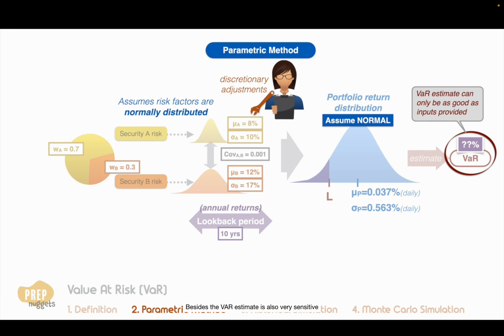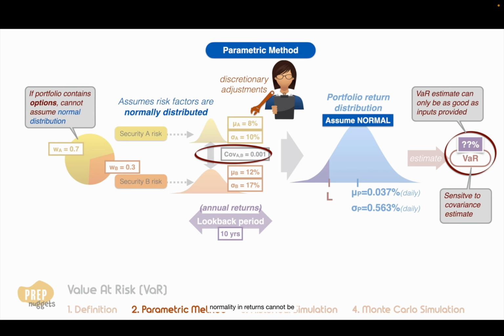Besides, the VAR estimate is also very sensitive to the covariance estimate. Another shortcoming is that if the portfolio contains options, normality in returns cannot be reasonably assumed, so the parametric method has limited usefulness for portfolios with options.